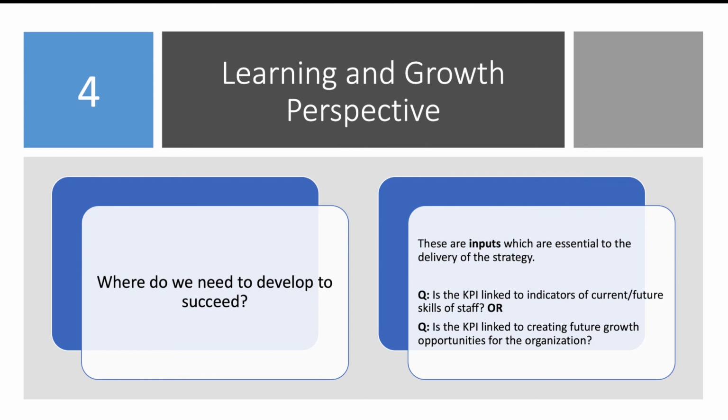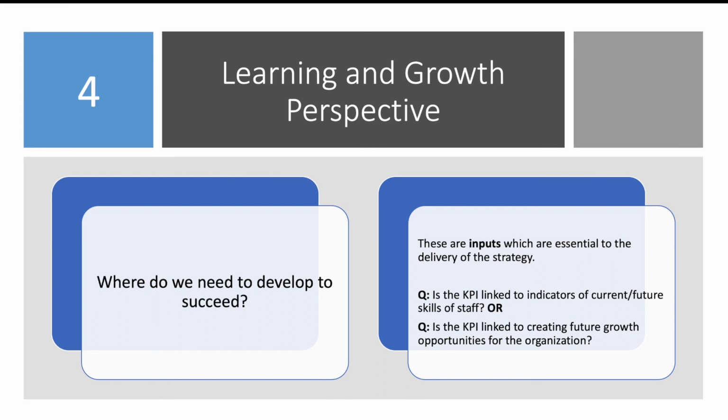Now, what are the few questions? Is the KPI linked to indicators of current and future skills of staff? Is the KPI linked to creating future growth opportunities for the organization? The development is focused on competencies, technology, organization culture, future growth. For example, training hours per quarter, new products developed per quarter, employee turnover per quarter. Now let's move on to the next slide.